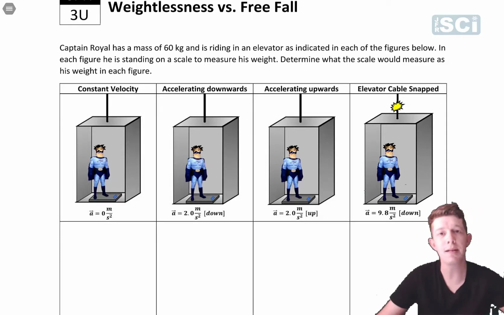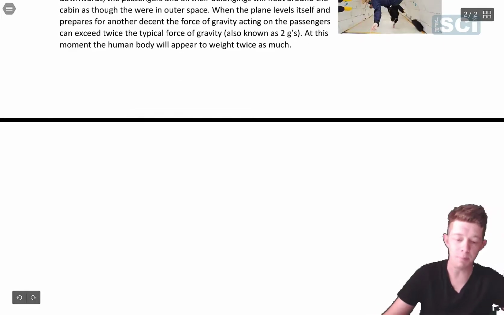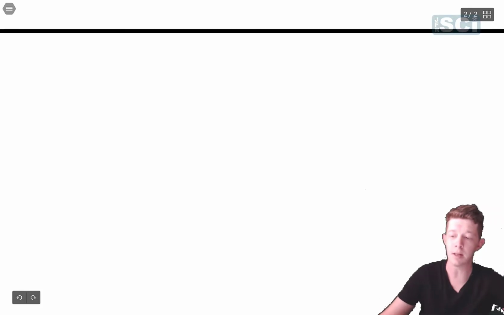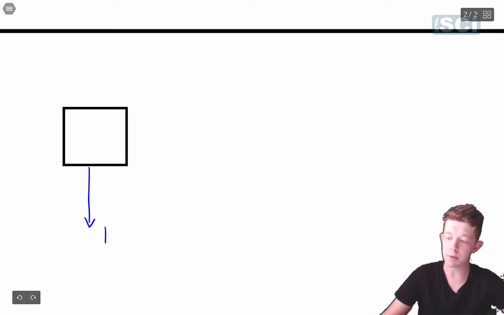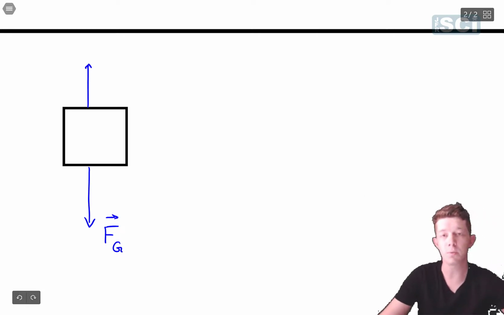And what the bathroom scale is actually measuring is our normal force. And so for that, let's take a peek at how to calculate his normal force inside that elevator. So if we draw a free body diagram of Captain Royal, here's his box, and I say that there's a force of gravity acting downwards on him, we'll say Fg. And there's a normal force acting upwards on him because he is in contact with the floor of our elevator. We'll say that it is Fn.